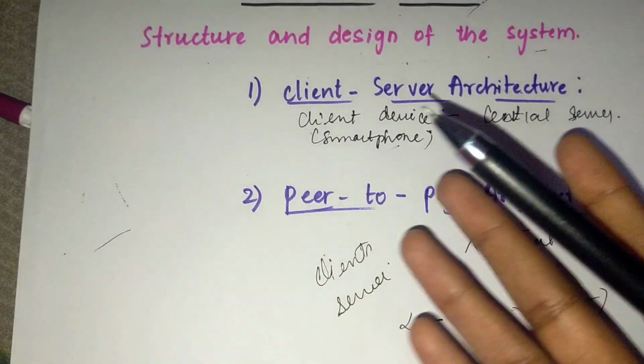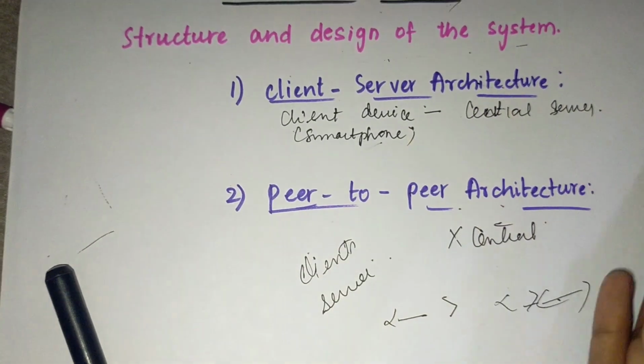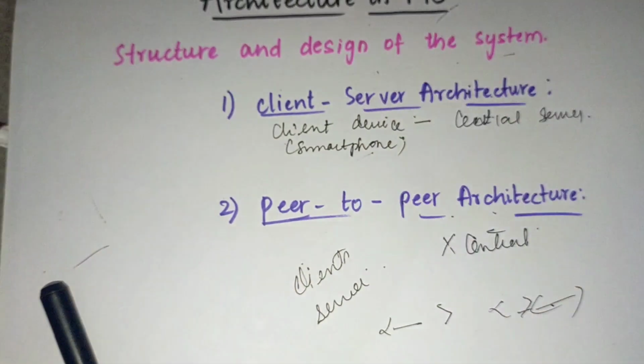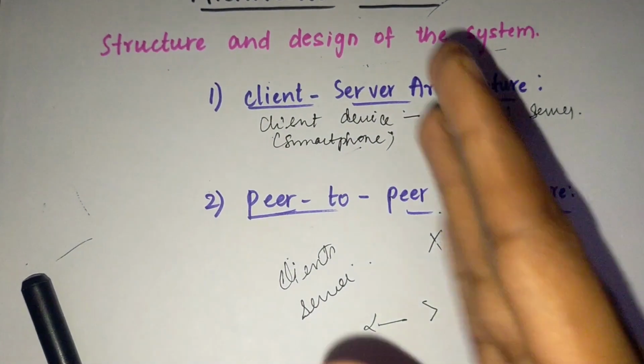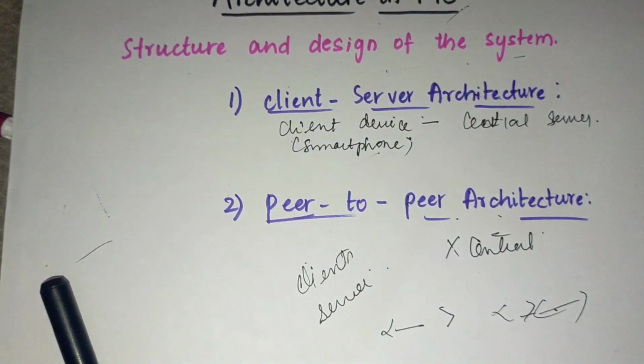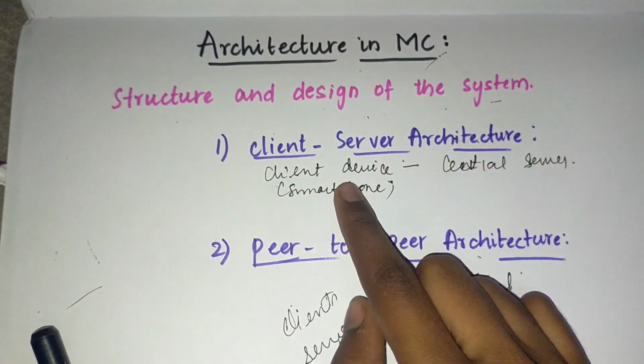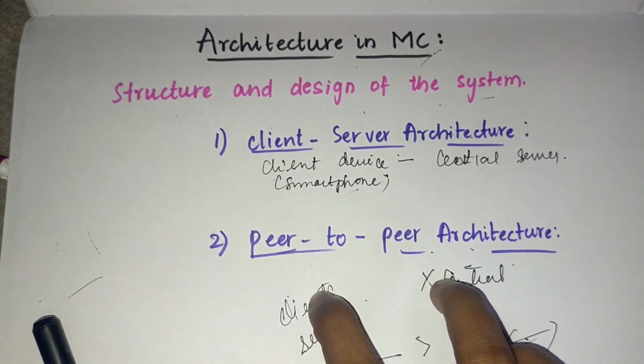I'll explain again. Peer-to-peer architecture is where devices communicate directly with each other without a central server, whereas in client-server they interact using a client device and a central server. Clear? This is the architecture in mobile computing: client-server architecture and peer-to-peer architecture.